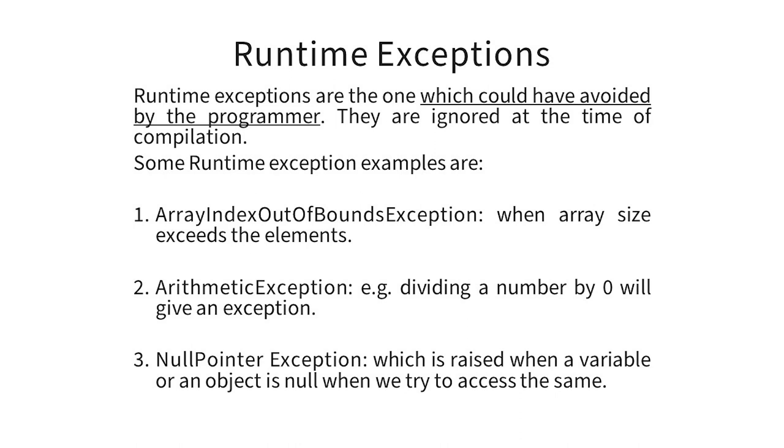The third one is the null pointer exception, which is raised when a variable or an object is null and we try to access that same variable or object. Because it is null, how can we access it? So this is null pointer exception. This is the second category of exception.